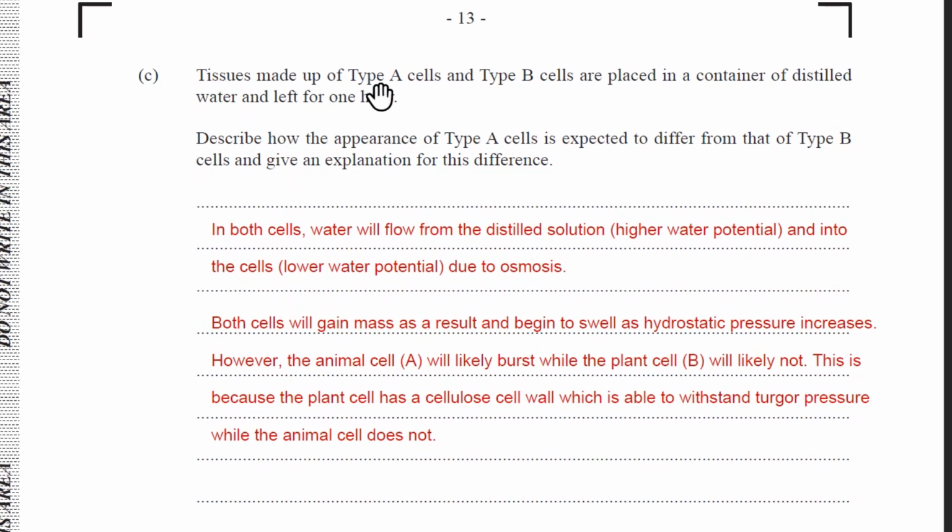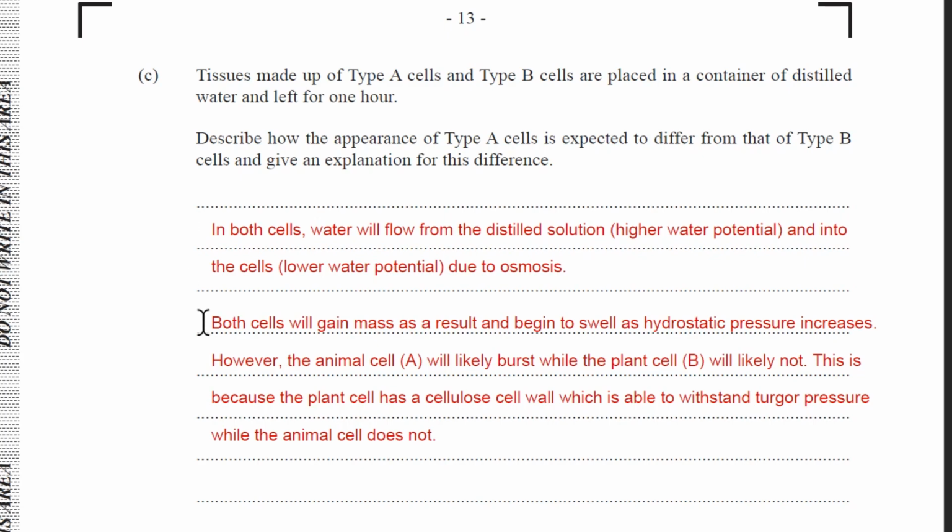Tissues made up of type A cells as animal cells and type B cells as plant cells are placed in a container of distilled water and left for 1 hour. Describe how the appearance of the animal cells is expected to differ from the plant cells. We did something like this just now. But in this case, you would explain, well, if they are placed in distilled water, that would have many free water molecules, so this would be a high water potential. So in both cells, water will flow from the distilled water, higher water potential, and into the cells, which have a lower water potential due to osmosis.